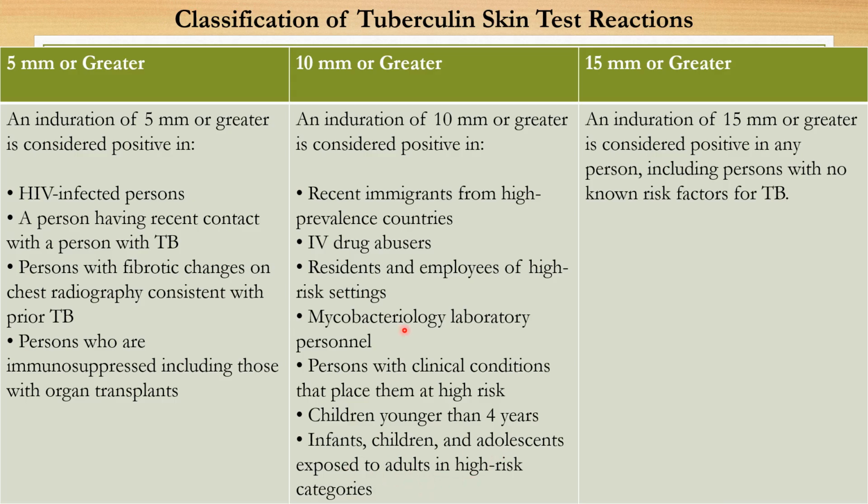categories. The third classification is an induration of 15 mm or greater is considered positive in any person, including persons with no known risk factor for TB.